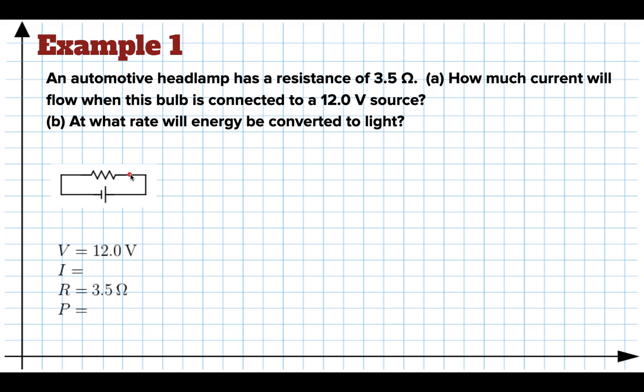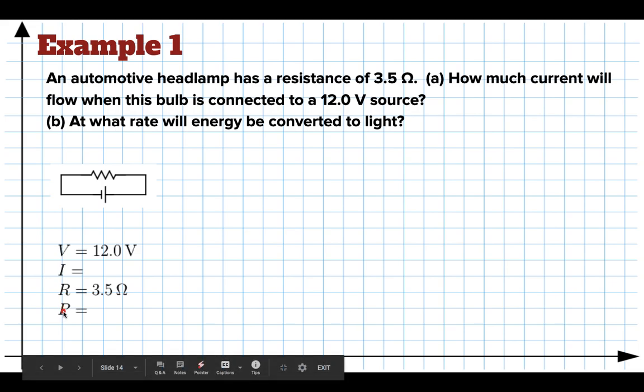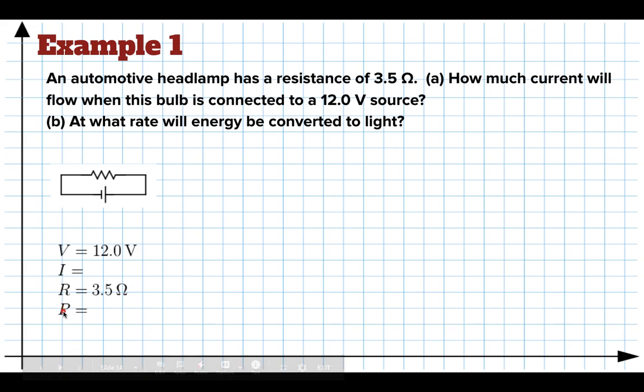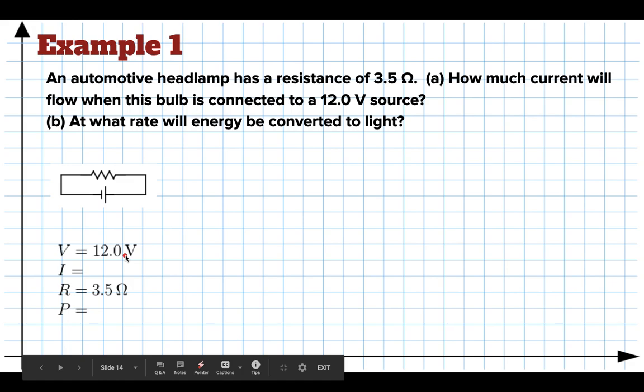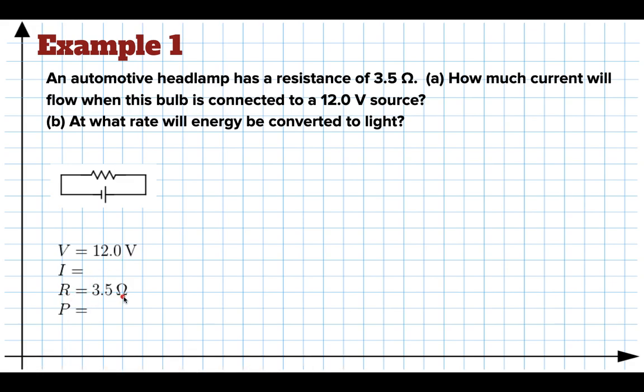There are 4 variables we're going to use. We have the voltage, the current, the resistance, and the power. And a reading of the problem will help you quickly determine that the voltage is 12 volts and the resistance is 3.5 ohms. And so the first thing we want to do is find the current. So that's pretty easy. We know the voltage and we know the resistance. We're just going to solve this for the current I.